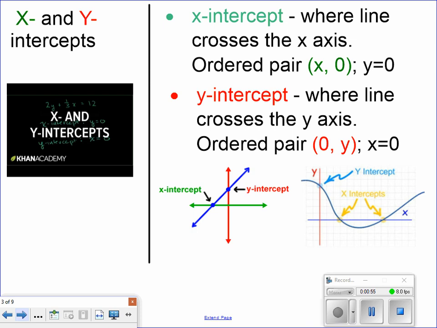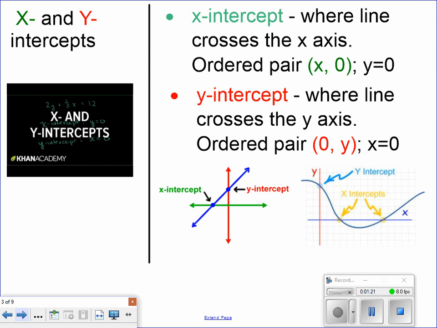The x and the y intercepts. When we're talking about one of the key features, all of your graphs will ideally have an x and or a y-intercept. The x-intercept is where your graph crosses the x-axis, and it's going to be the ordered pair that has a y value of 0. So when the graph is touching the x-axis, that y value will be equal to 0.